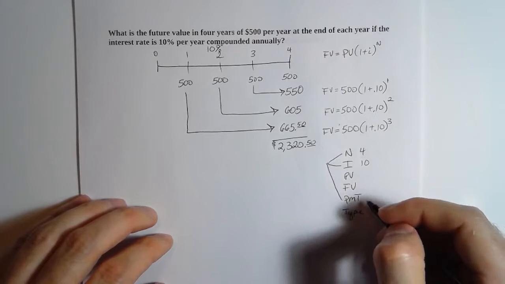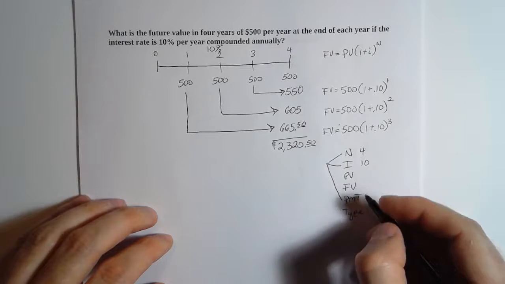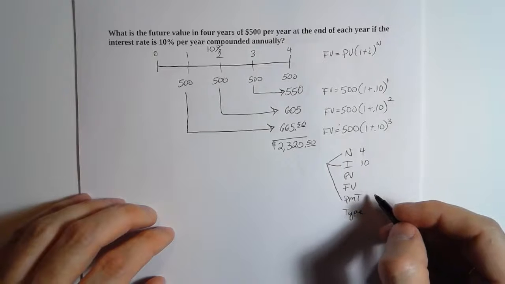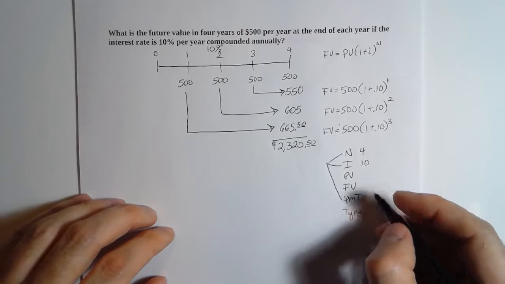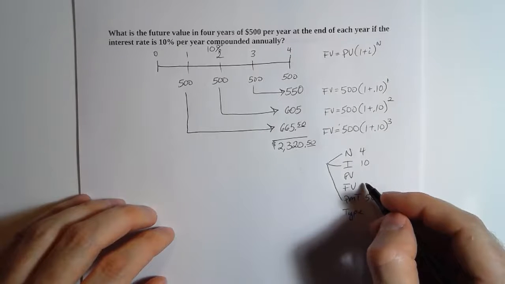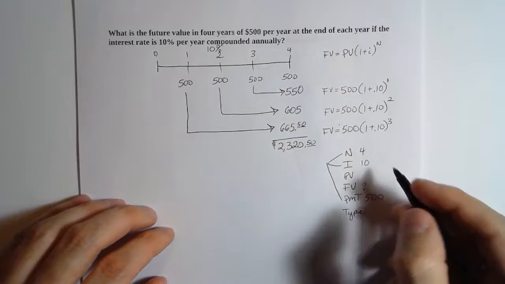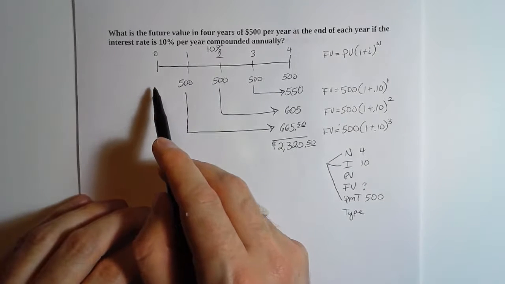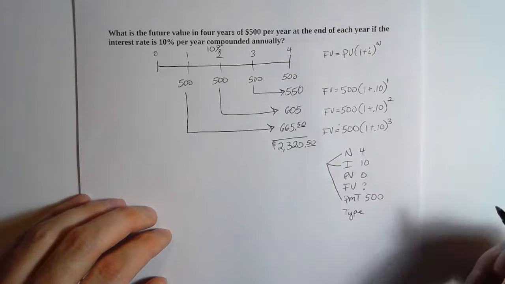And in this case, the payment is $500, and we do have an annuity because it's the same amount every period for a specified number of periods. So our payment is going to be $500. Our future value will be what we're trying to find in a moment. Present value would be if I had another cash flow here at time 0, which I don't. So we're just going to put in 0 for that.